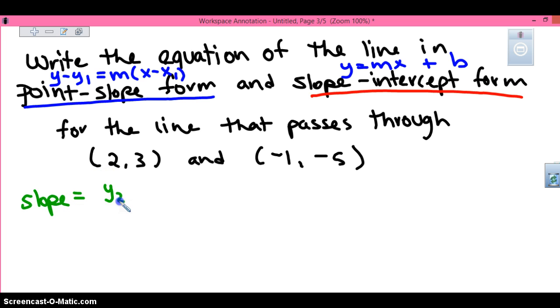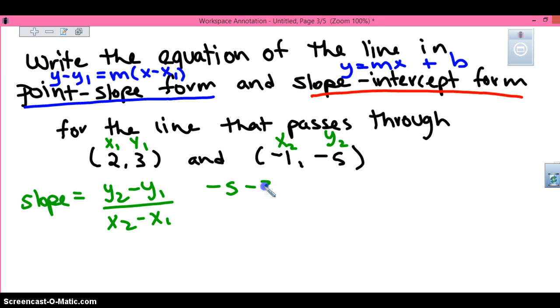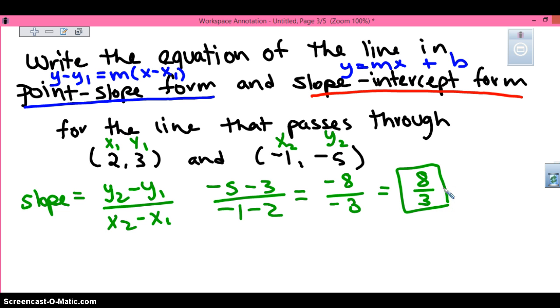Slope is equal to y sub 2 minus y sub 1 over x sub 2 minus x sub 1. So this is x1, y1, x2, y2. Does it matter which ordered pair is ordered pair 1 and which one is ordered pair 2? It doesn't matter. So let's substitute. Negative 5 minus 3 over negative 1 minus 2. Negative 8 over negative 3, which equals 8 over 3. Are we okay so far? This means that this is our m.